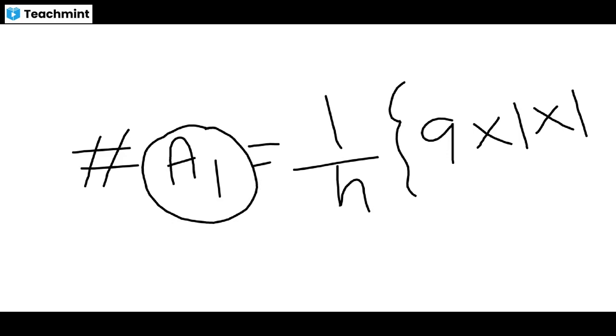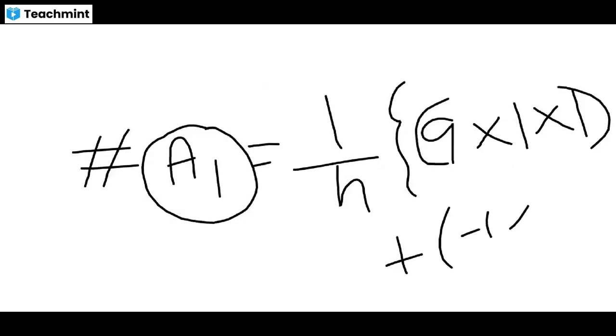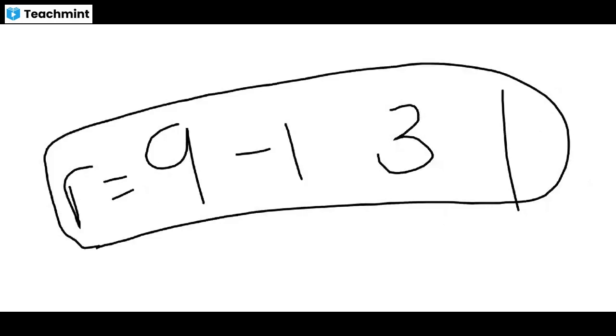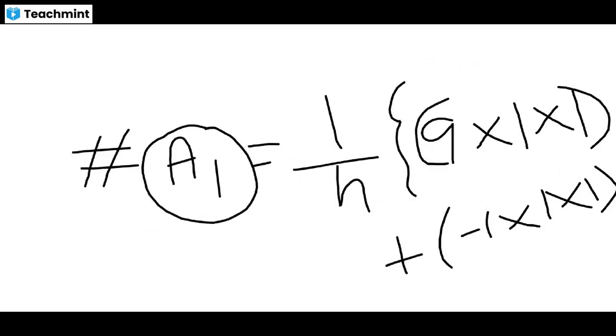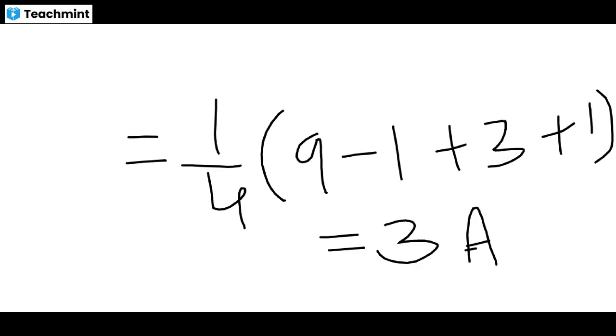Most of the time they give the point group character table. So you multiply 9 into 1 into 1, plus minus 1 into minus 1 into 1 into 1, plus 3 into 1 into 1, plus 3 into 1 into 1, plus 1 into 1 into 1. You multiply all this and get 1 by 4, 9 minus 1 plus 3 plus 1. So you get 9 plus 3, 12, so 3 A1s. There are 3 A1.